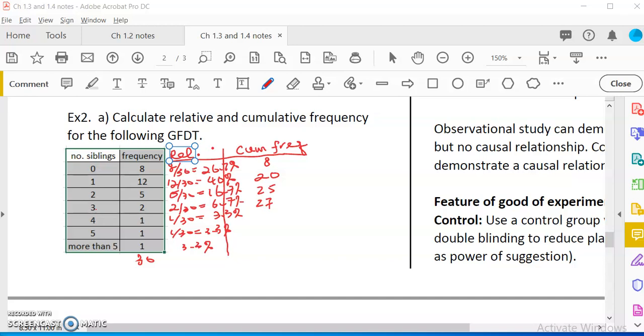Hello, statistics student. This video is for chapter 1.3, part 3. We're continuing with the grouped frequency distribution table. I'm doing more examples of finding relative frequency.